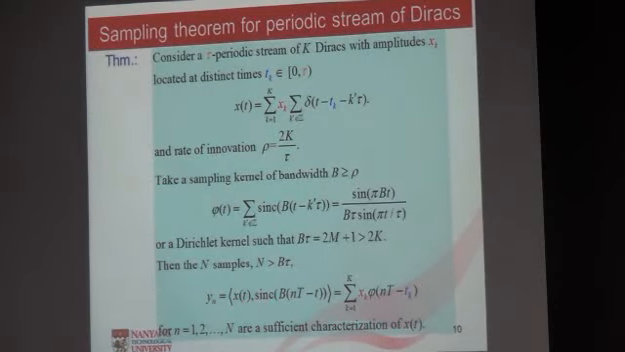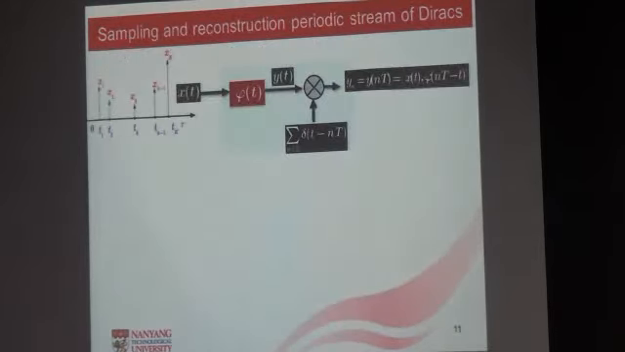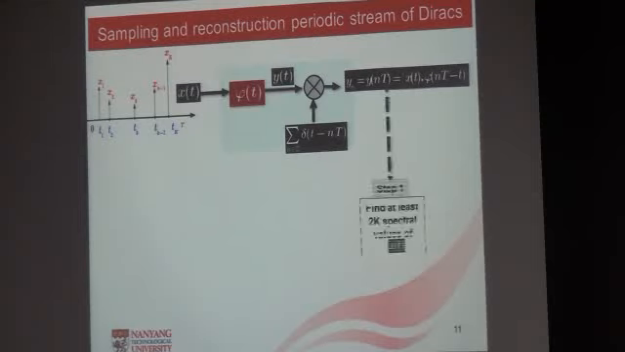Okay, so just to recapitulate, we need n samples, okay? And the number of samples has to be greater than 2k. That's what you need to take note, because you have 2k unknown values. Okay, so let's do this step by step. Okay, so we have here a stream of Diracs.